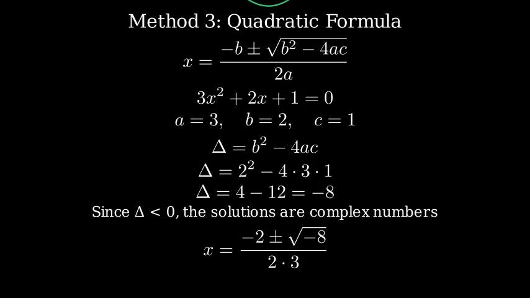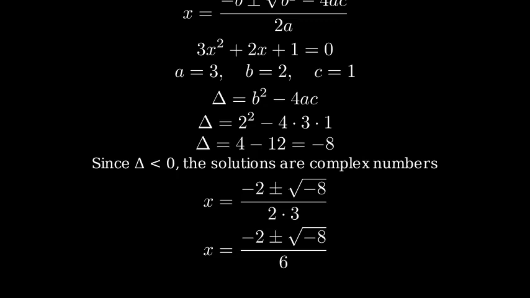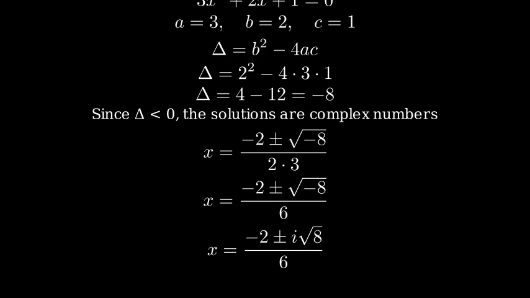Now, let's substitute the values into the quadratic formula: x equals negative 2 plus or minus square root of negative 8 all over 2 times 3. Simplifying, x equals negative 2 plus or minus square root of negative 8 over 6. We can express the square root of negative 8 as i times square root of 8: x equals negative 2 plus or minus i times square root of 8 over 6.